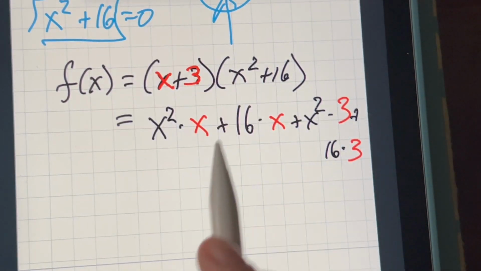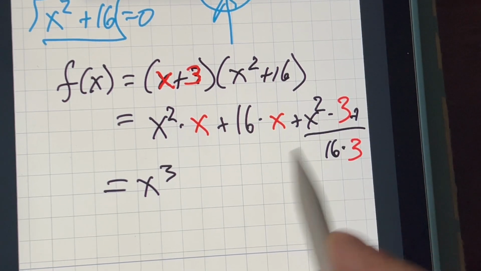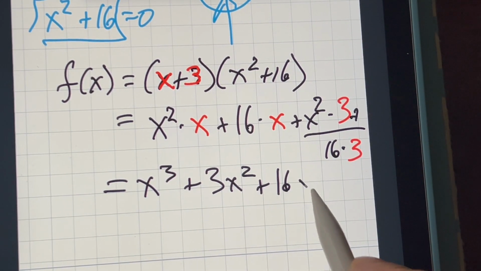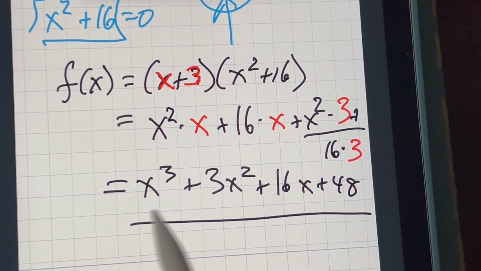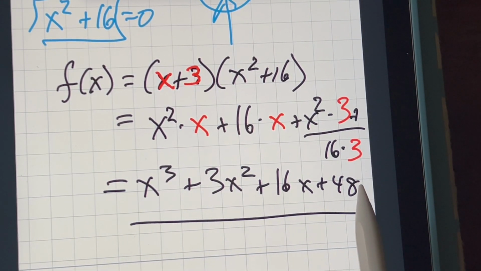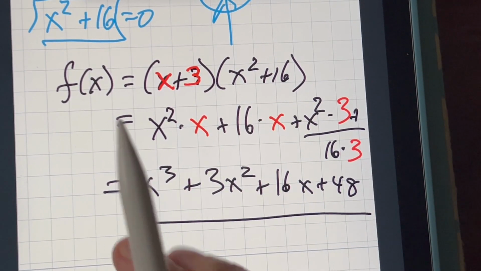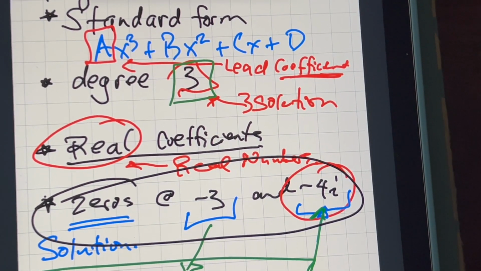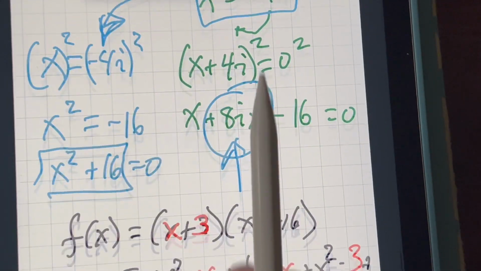When we multiply this all together, of course, we get x cubed. I'm going to put this first. Plus 3x squared plus 16x plus 48. So this is in standard form. It's descending order. It's a cubic. Now let's make sure that our zeros are correct and in the right place. This is going to show up weird, but let's see what happens.